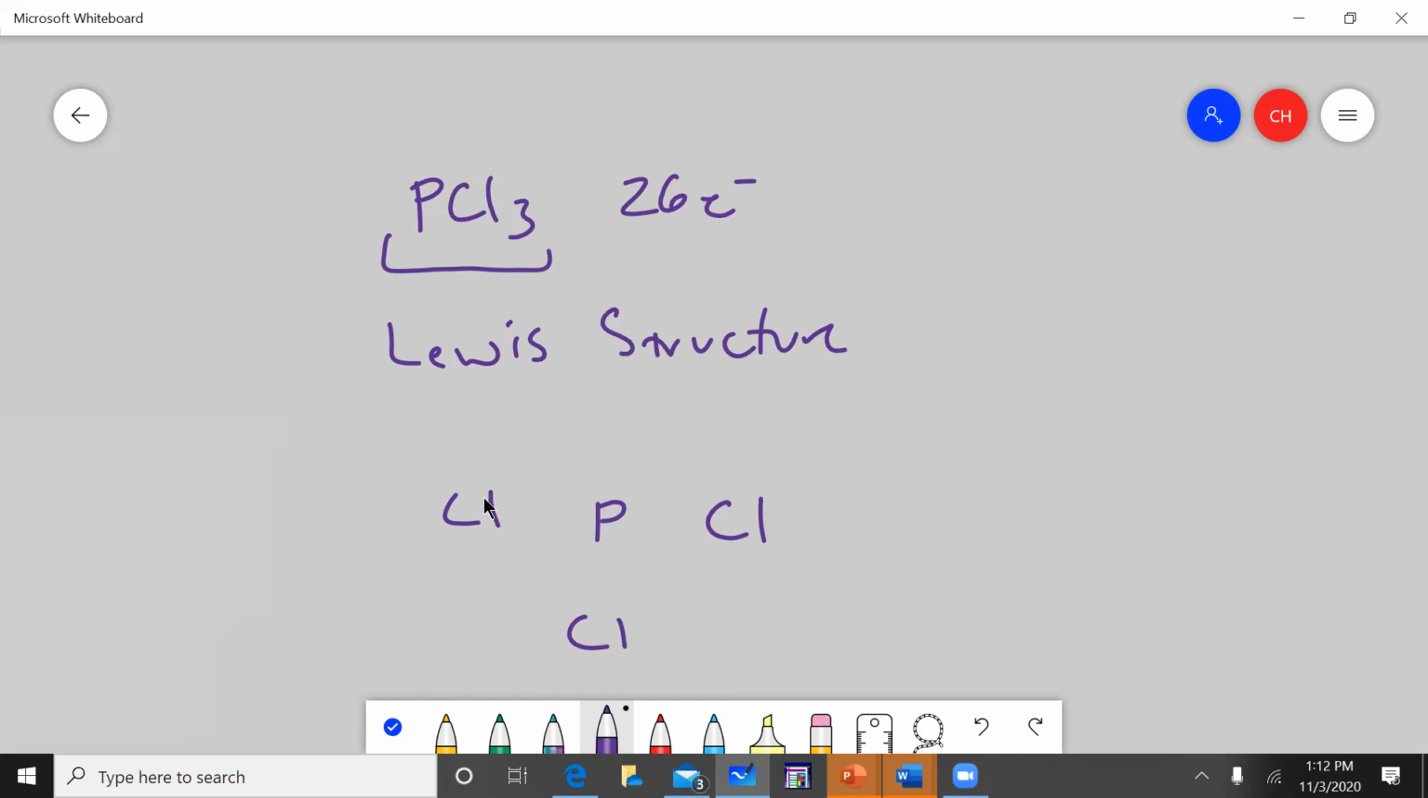Why am I doing it that way? Well, in nature, things like to form a balanced structure. So it wouldn't be very balanced for me to put chlorine in the center and then have a phosphorus on one end. It wouldn't make a whole lot of sense to have a chlorine and then a phosphorus and then 2 chlorines sticking out of here. This doesn't create a very symmetrical shape. So instead we want to go with P in the center.